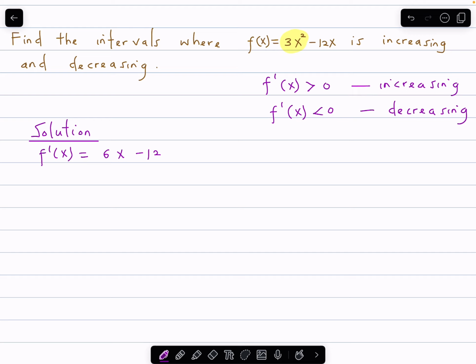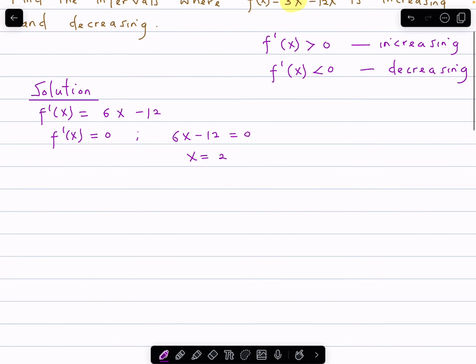The next thing we want to do is equate this to 0 to solve for x. So we equate this to 0, that is 6x minus 12 equals 0. And from here we can solve for x. You solve for x, you get that x is going to be equal to 12 divided by 6. That's going to be equal to 2.